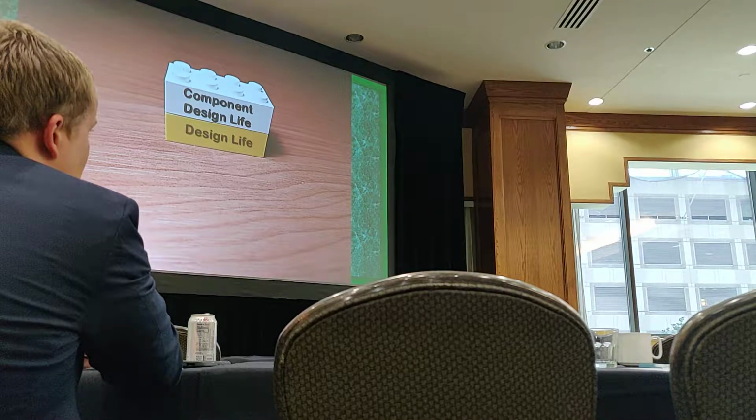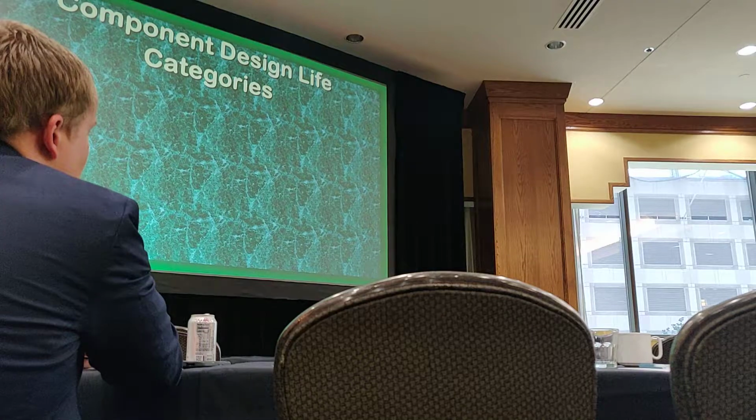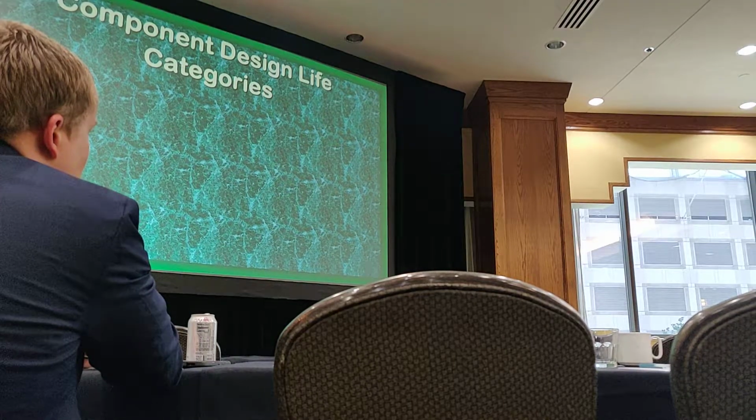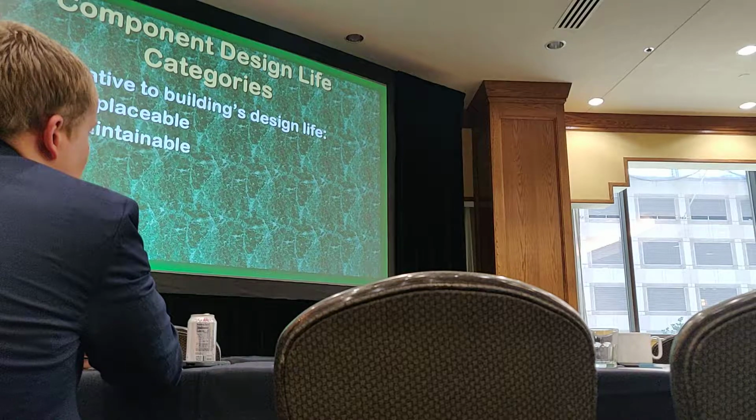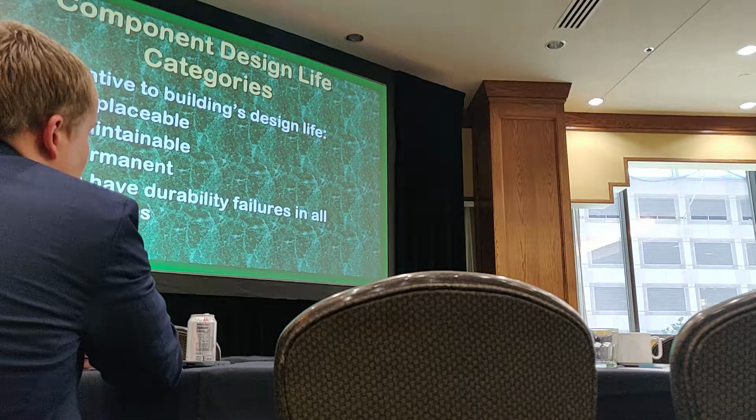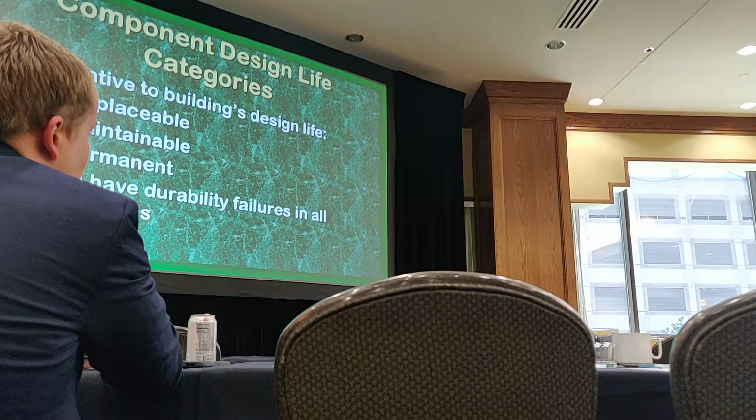for the whole building. Then we look at the component design life, the decisions that go into the materials selected to support that. And they have to be compatible. So there are 3 basic categories for design life of components relative to the building's design life. Those are replaceable components, maintainable components, and permanent components. But we have failures. We have durability failures in all 3 categories. And I'm going to show you 3 examples from masonry buildings that have suffered this type of failure.